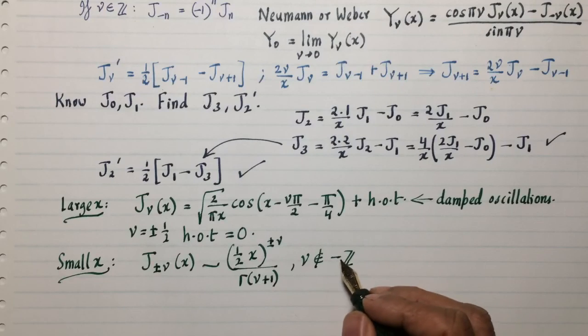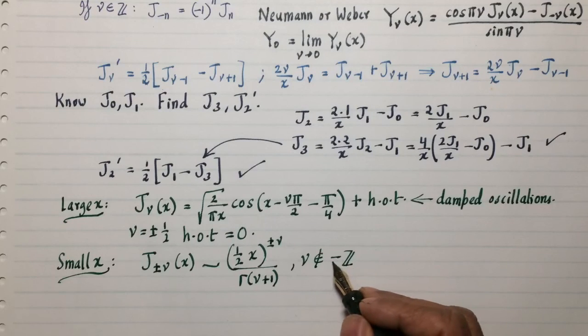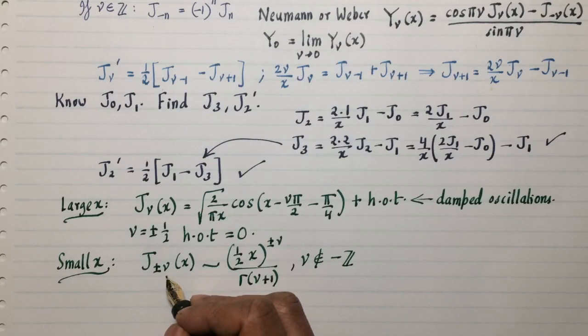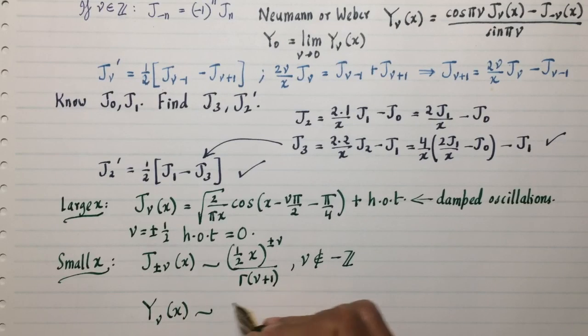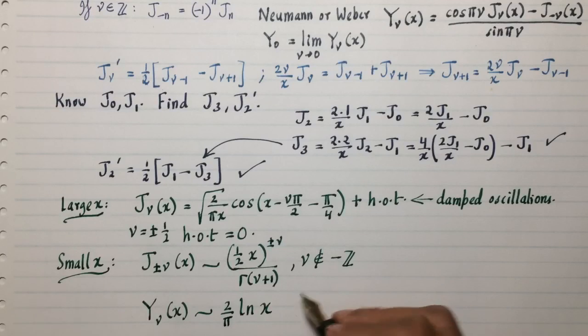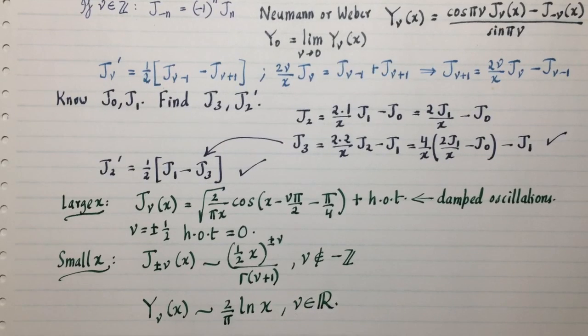If you do have negative integers, you also notice that the solutions will not be linearly independent anymore, and you need to have the Neumann function. And so the Neumann function Y nu of x for small values of x goes like 2 over pi times natural log of x. And you see the solution does blow up. As x goes to 0, this does become minus infinity. And you can use this particular relation for nu belongs to R.